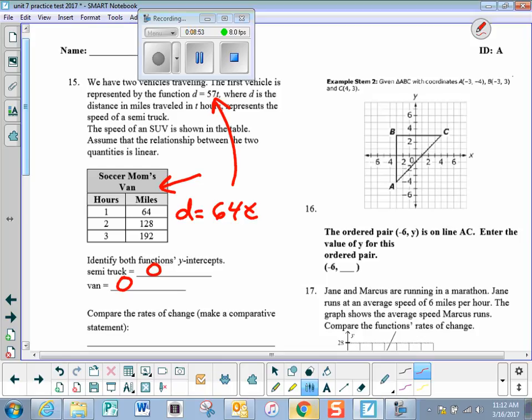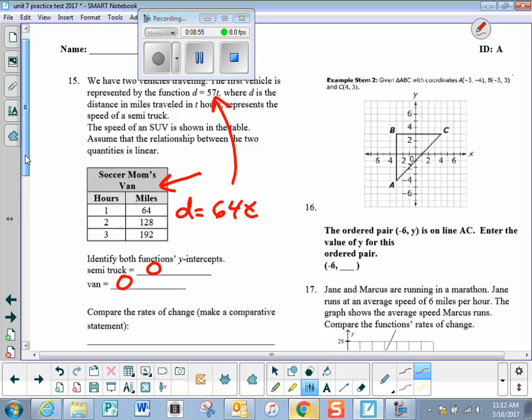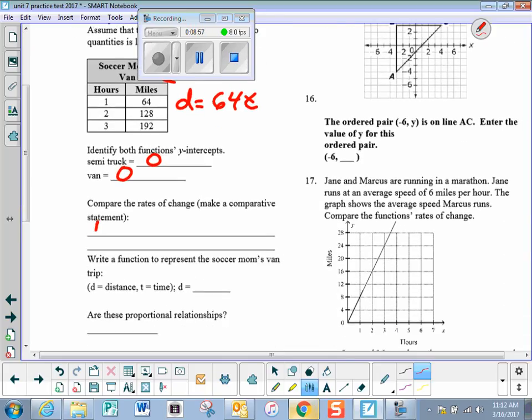Compare their rates of change. Well, the soccer mom goes 7 miles per hour faster. Remember, a comparative statement is faster or slower. You're doing a calculation. Soccer mom goes 7 miles per hour faster. Or you could have said the semi-truck driver goes 7 miles per hour slower. Either one is acceptable. What if it said it has an entire rate of change? Nope. I need a specific amount because you have enough information to do that.